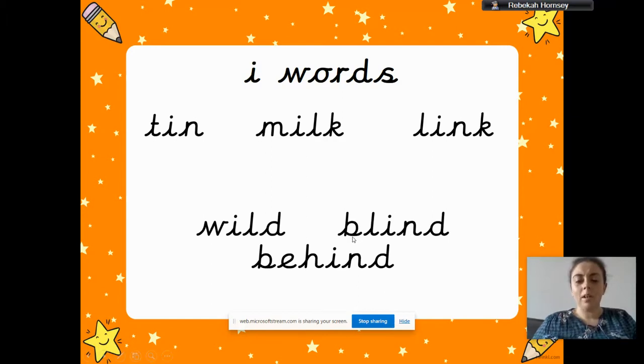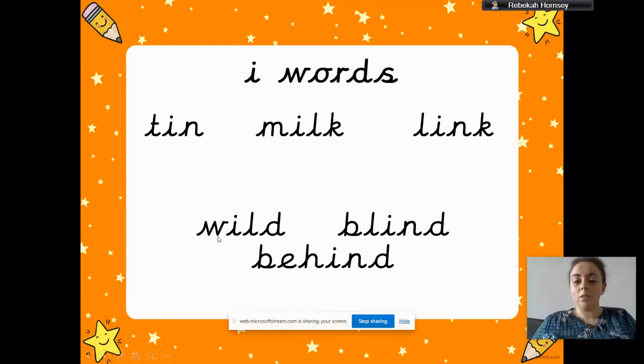What about this one? B, l, i, n, d, blind. B, e, h, i, n, d, behind. Let's try again. So when we have this sound and we want to say we're writing I, we make it a capital usually, don't we? But it doesn't always need to be a capital to make the I sound.